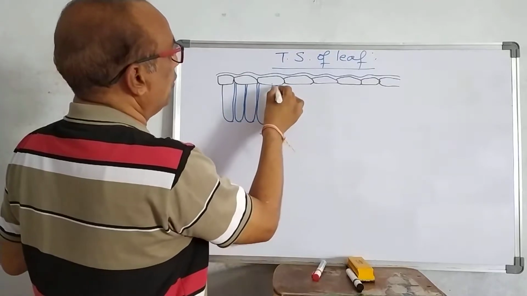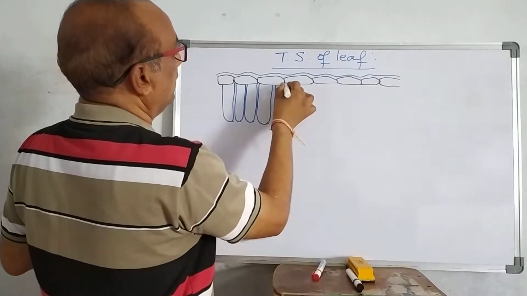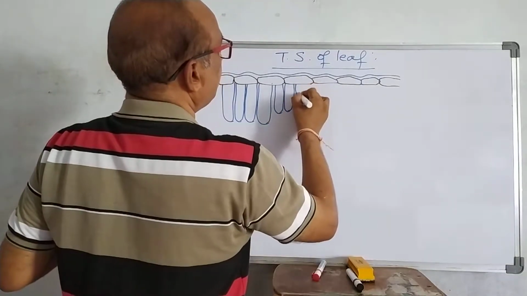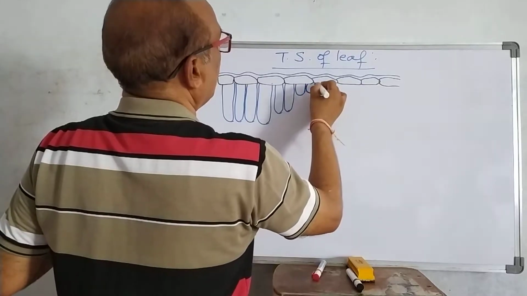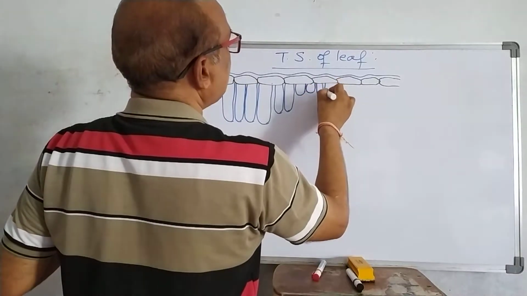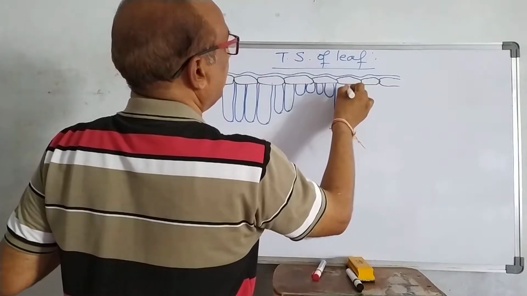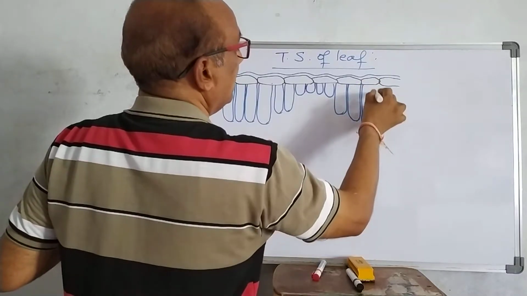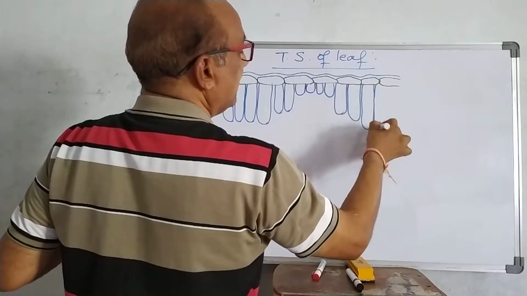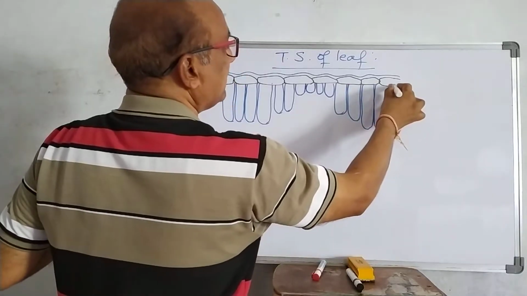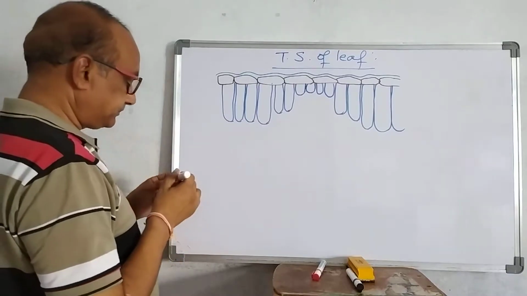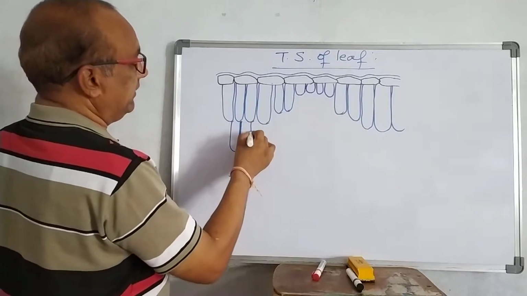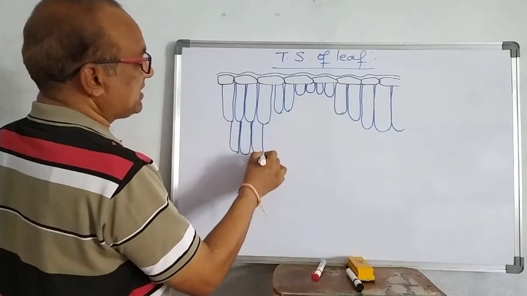Now I am drawing with the blue color elongated cylindrical cells with narrow intercellular spaces between them. Those cells which are cylindrical and elongated are generally called palisade parenchyma. And it is generally two-layered in the transverse section of leaf.